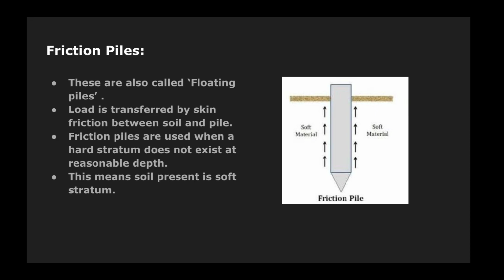These are also called floating piles. Load is transferred by skin friction between soil and pile. Friction piles are used when a hard strata does not exist at a reasonable depth. If only soft strata is present, then friction piles are used. Due to transfer of load through soft strata, these are classified as friction piles, as the load is transferred through skin friction.